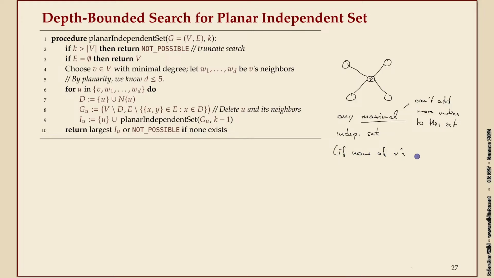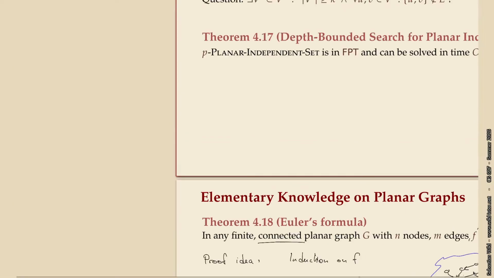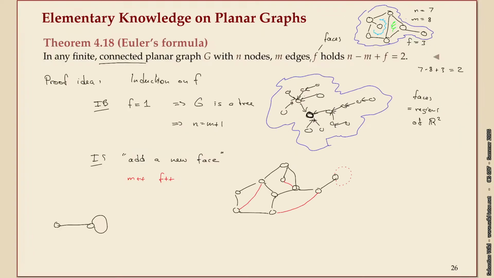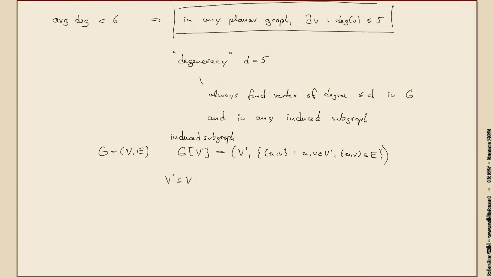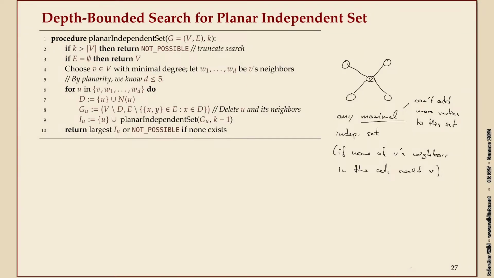None of V's neighbors in the set could add V itself. So any maximal independent set, any of those that have any chance of being the largest, they must pick either the center vertex or some of the neighbors. They could include many of the neighbors, but at least one of them. That's the idea behind this algorithm.